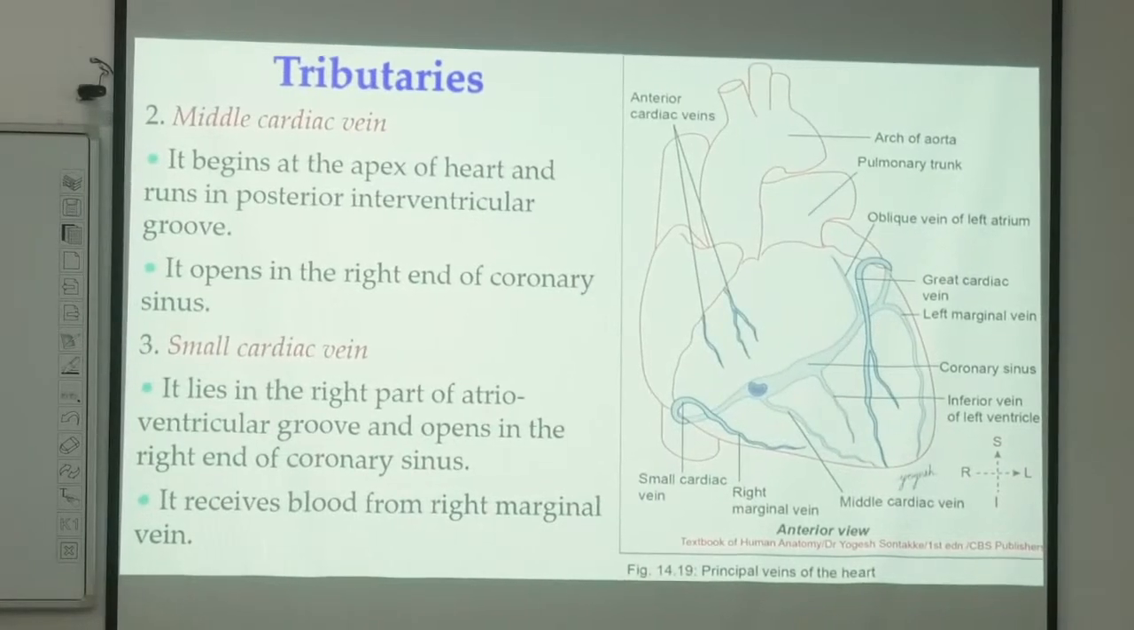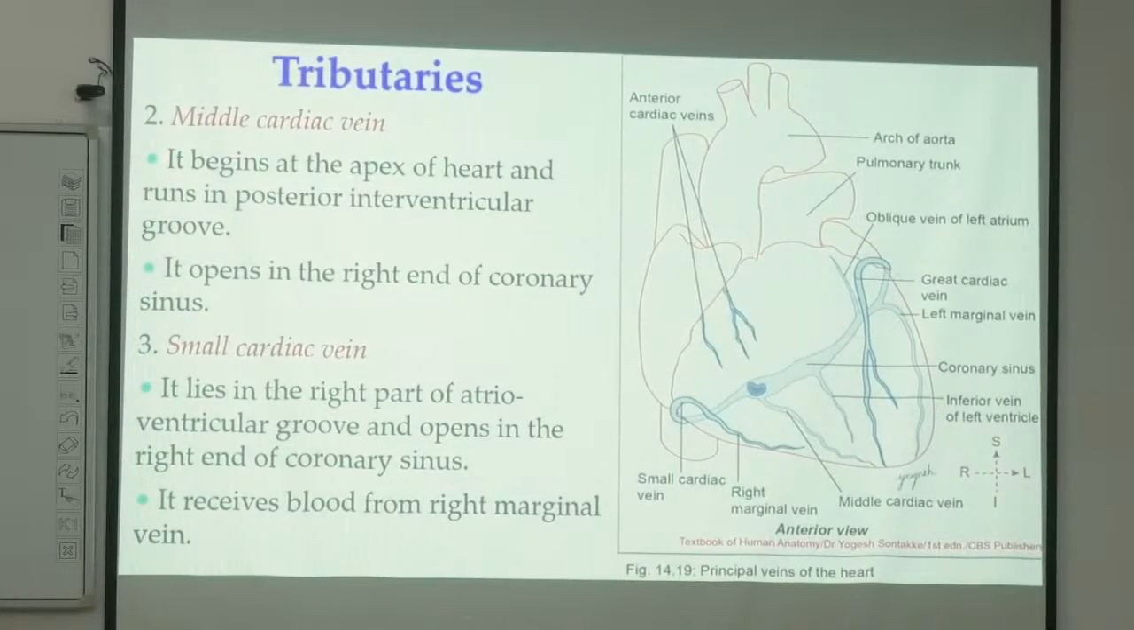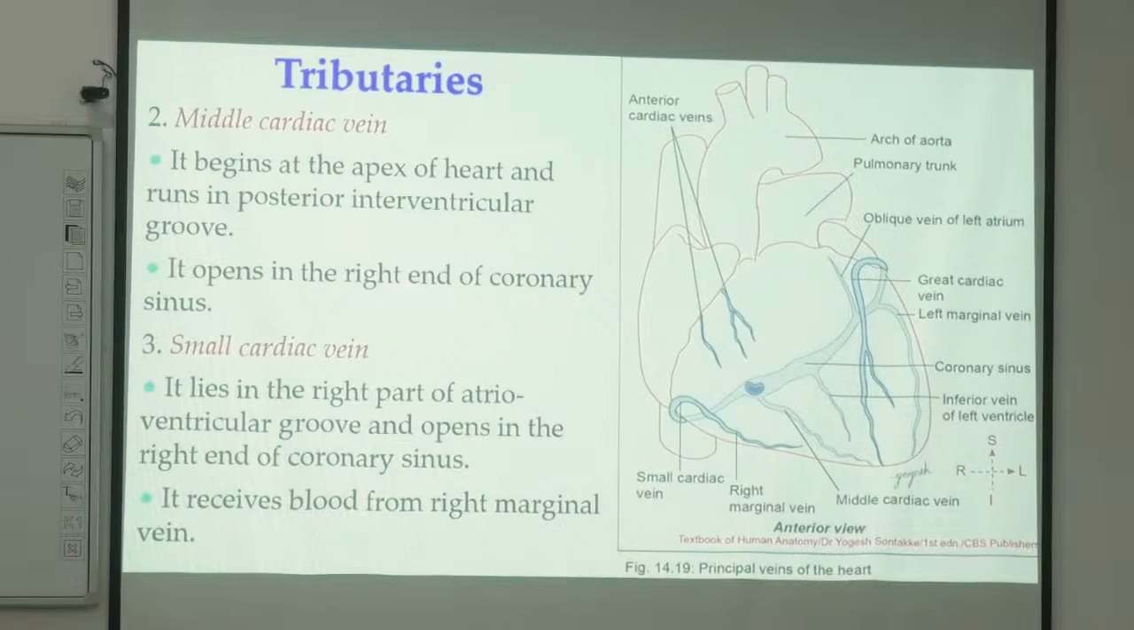Next tributary is middle cardiac vein. It begins at the apex of the heart and runs in the posterior interventricular groove. Here this one is the middle cardiac vein, runs in the posterior interventricular groove, and it opens in the right end of the coronary sinus. Here it is opening into coronary sinus.